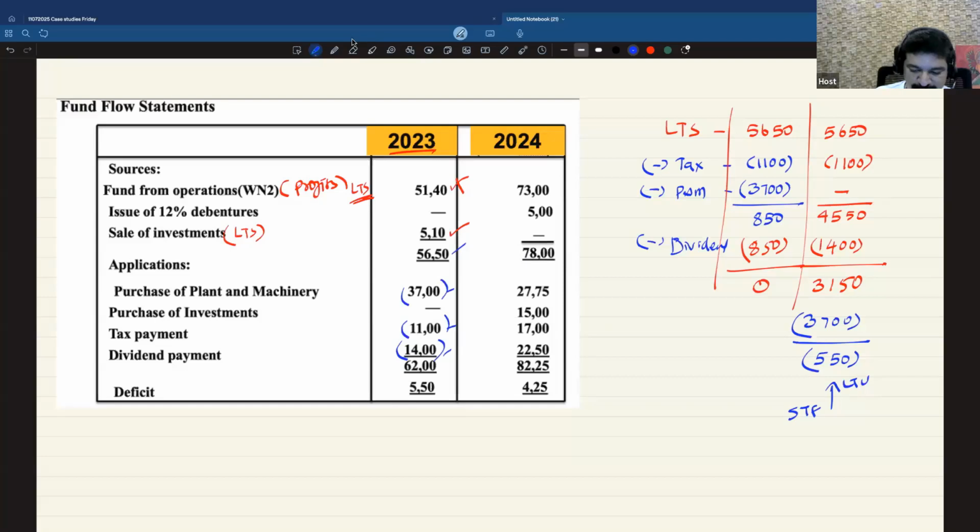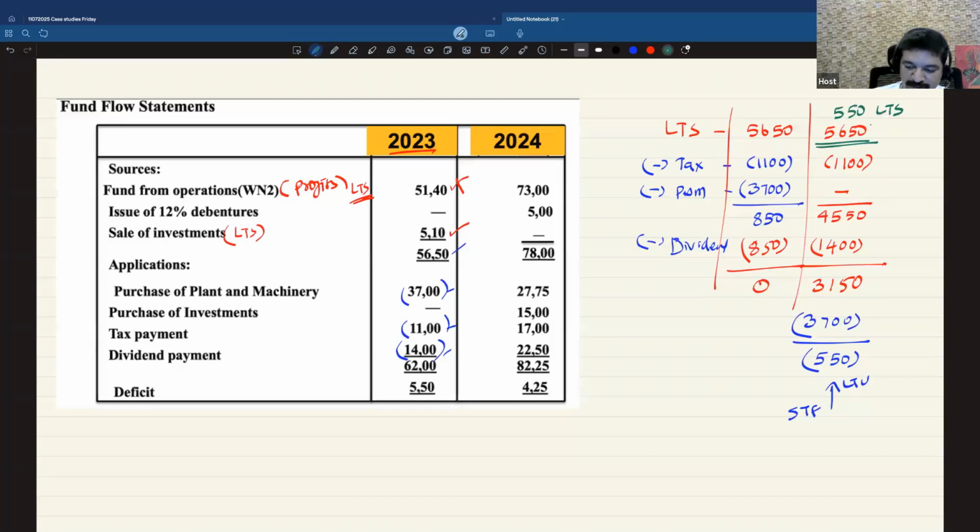Or here, when they are left with 3,150, what motivated them to go for 3,700? Maybe the answer is that the cost of the machinery is 3,700. You cannot buy it on a piecemeal basis, part by part. It is not possible. So if that is the requirement, what they should have ideally done is make efforts to increase their long-term sources. Now the long-term source is 5,650, right? They should have made an effort to add another 550 in long-term source. Yes or no?